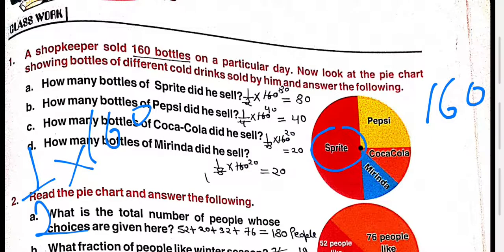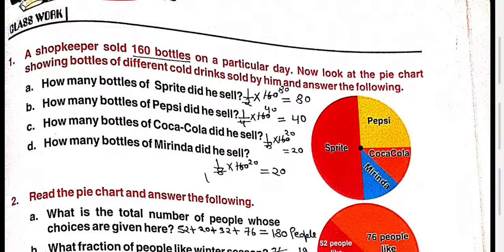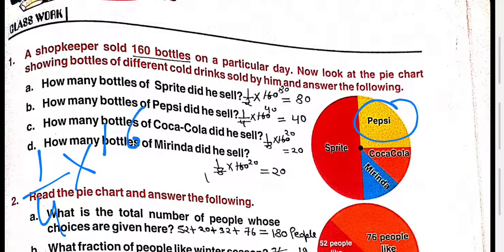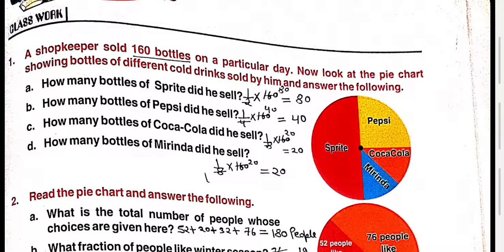Then multiply 160 by 1 upon 2. What will you get? 2 ones are 2, 2 8s are 16, 0. It becomes 80 bottles. Okay, now next one, how many bottles of Pepsi? Pepsi will represent the 1 upon 4 part. Then multiply 1 upon 4 by the total, always multiply with the total. Then 4 ones are 4, 4 4s are 16, 0 as it is. It becomes 40 bottles.